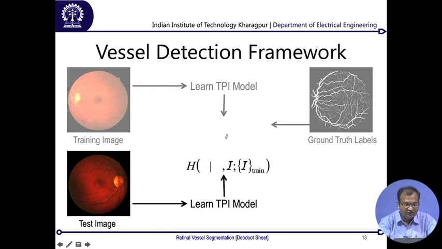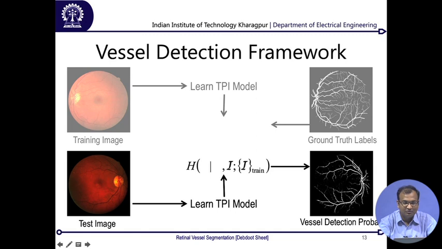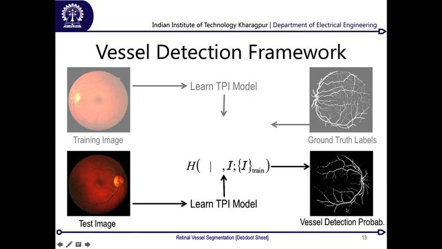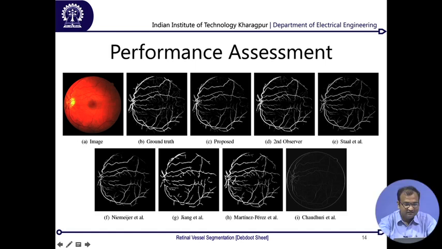Now we can use this trained model to predict what the vessel appearance models will look like. So this is what typically would be a predicted vessel appearance model. From there, let's look into what this performance assessment looks like. This is what visually the method which I was describing looks like, and these are all the other comparing methods which we have in place.